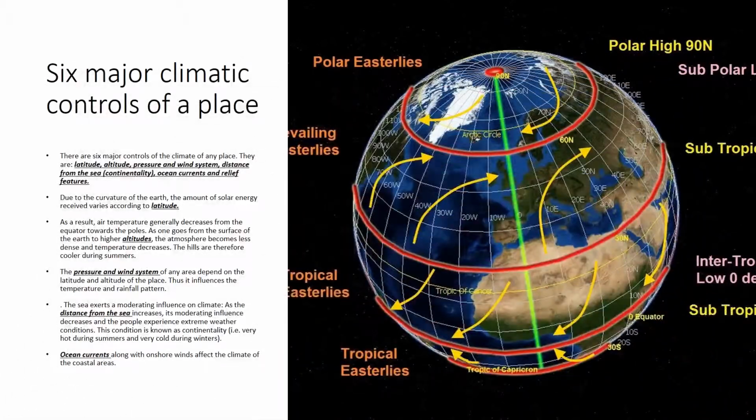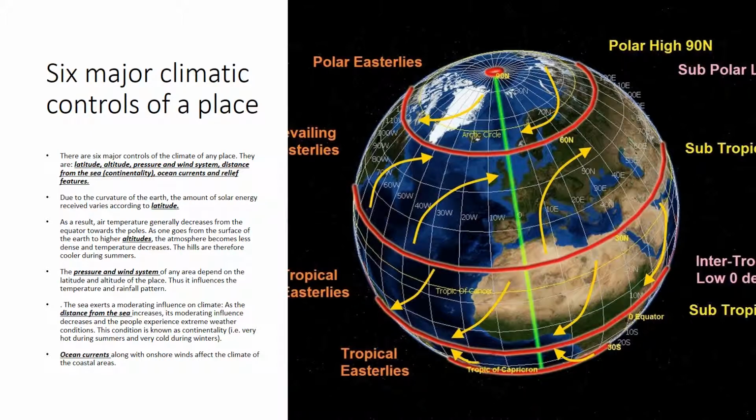Let us now study about the 6 major climatic controls of a place. There are 6 major controls of the climate of any place. They are latitude, altitude, pressure and wind system, distance from the sea, continentality, ocean currents and relief features. Due to the curvature of the Earth, the amount of solar energy received varies according to latitude. As a result, air temperature generally decreases from the equator towards the poles.